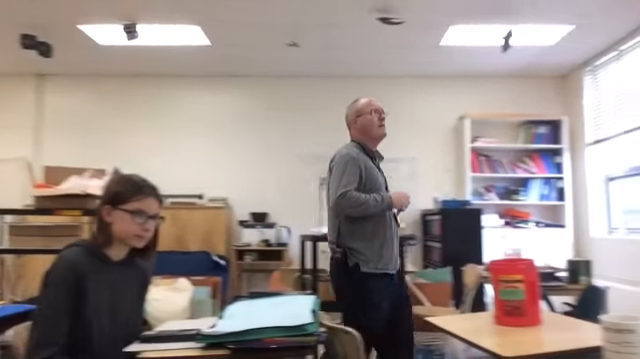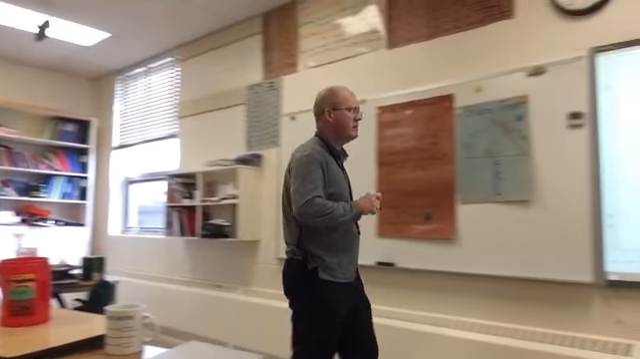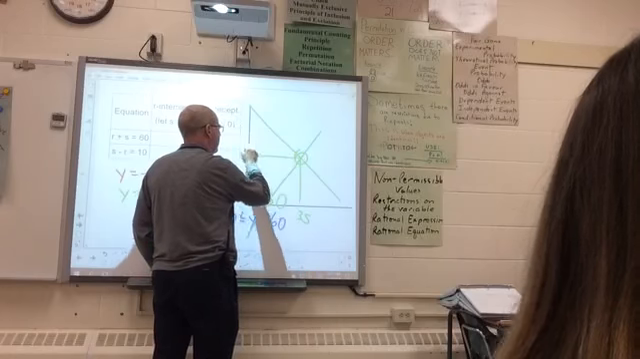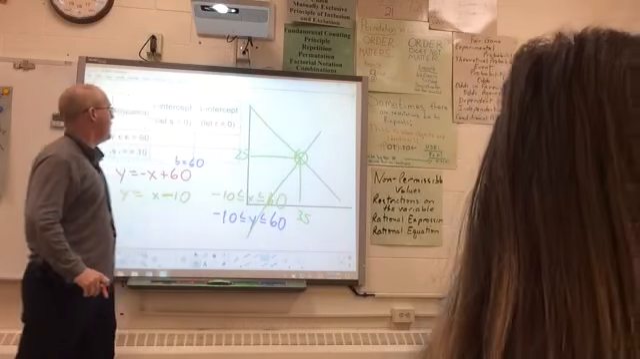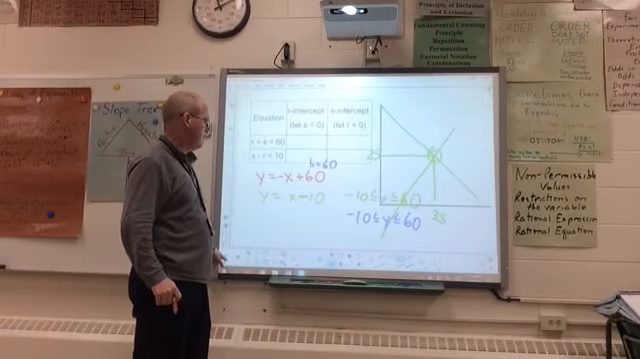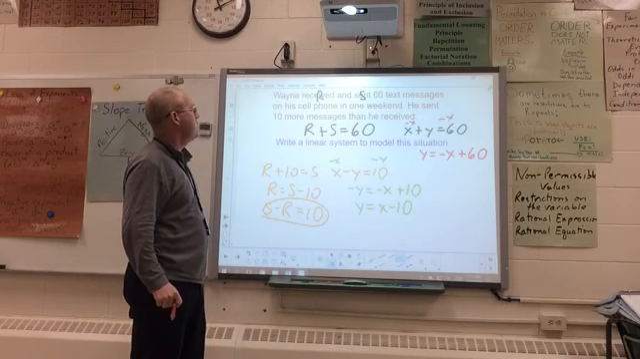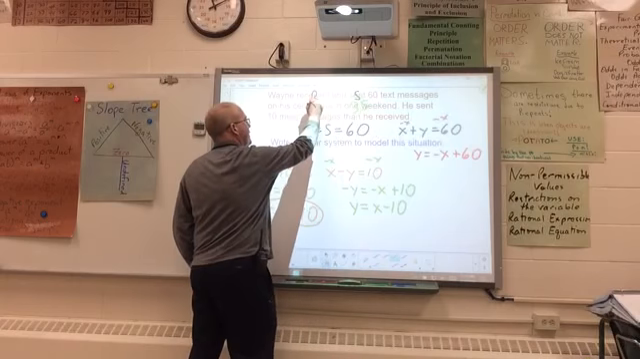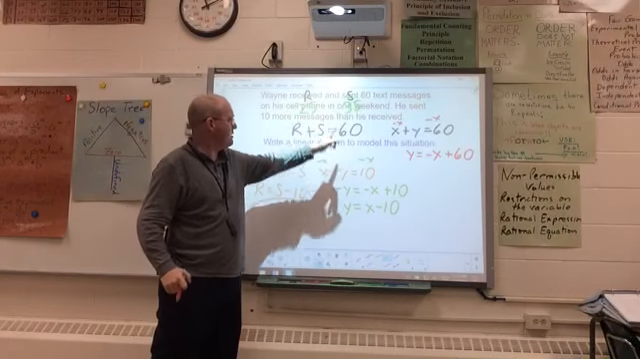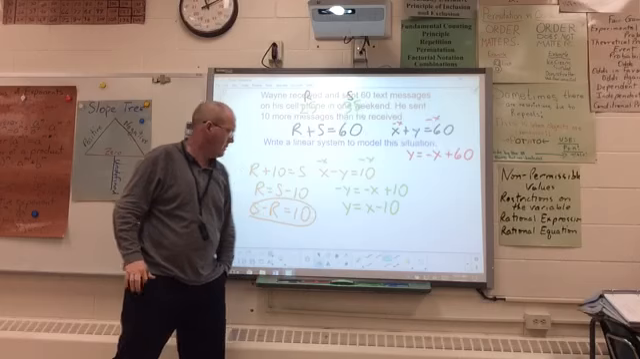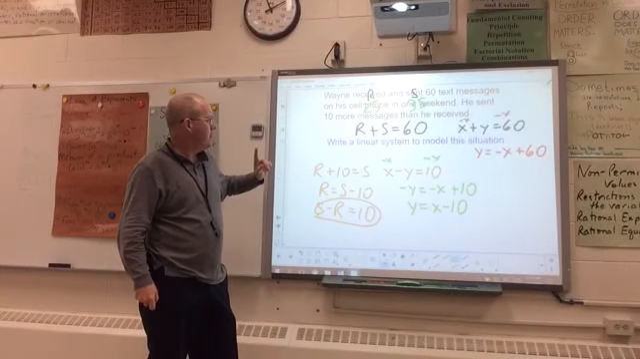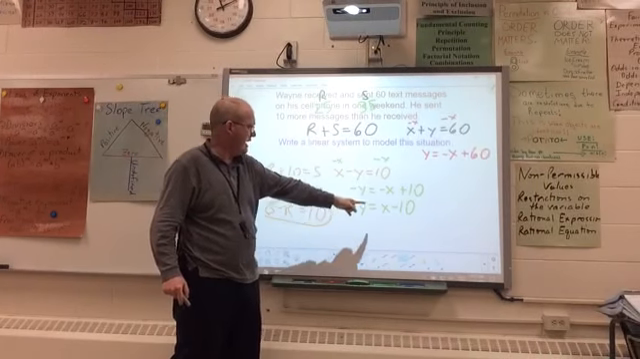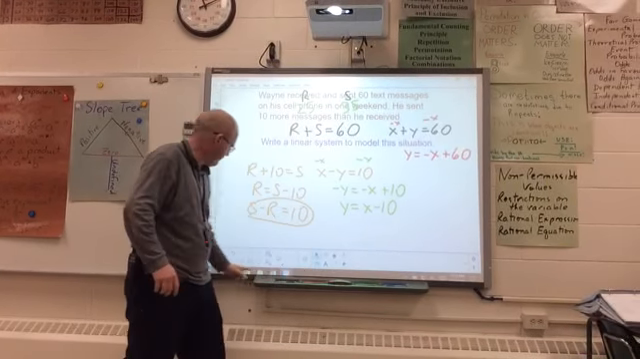Okay, one more time, guys. Where do the lines cross? X is 35 and Y is 25. Okay, so he sent 35 and he received 25. Does that make sense? 25 plus 35, does that equal 60? Yeah. 35 minus 25 is 10? Yes, that makes sense. All right.